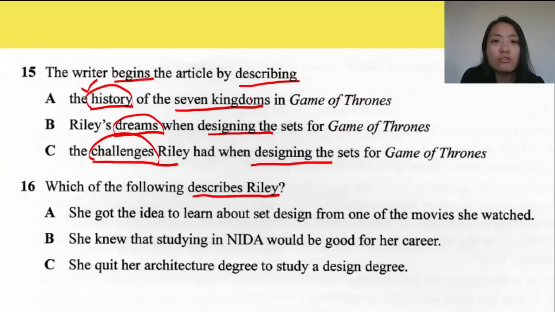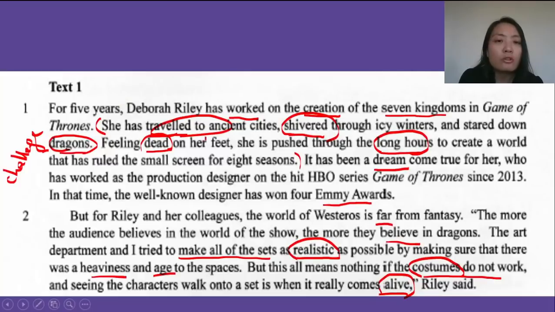Is there anything about the history of the 7 kingdoms or her dream? Although you look back at the text, this one talks about the challenges, all right? And there is a word here that says, it's a dream come true for her. But this is just one sentence that talks about her dream and when she worked as a production designer. And that's all. But the main bulk of it was to tell you how difficult it was for her to actually create the set. And it was a dream come true only.